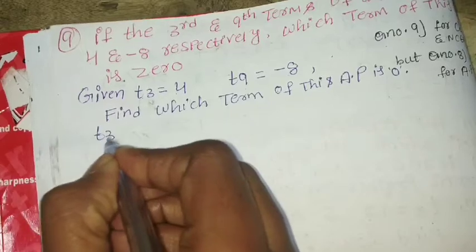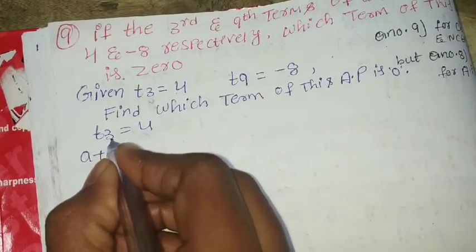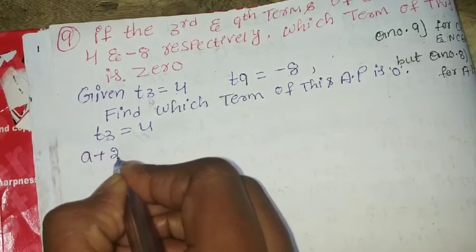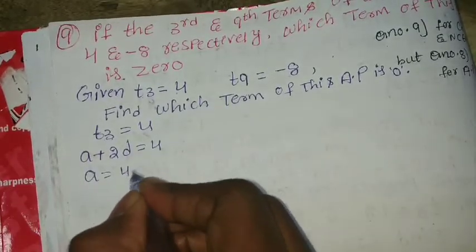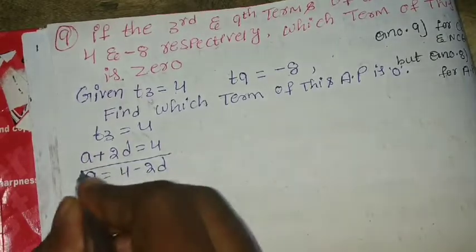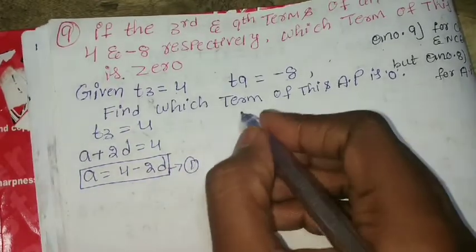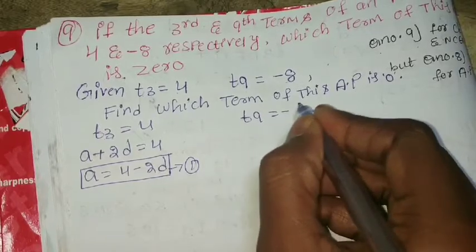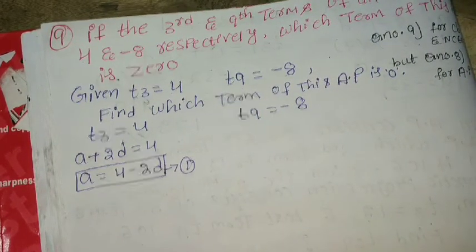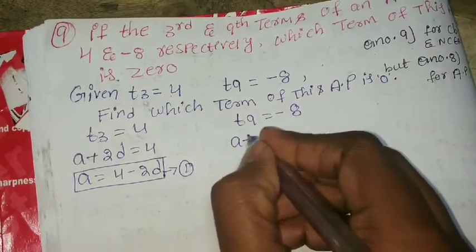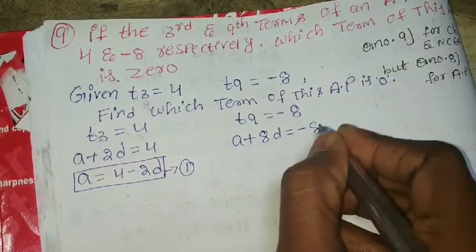Term 3 is equal to 4, no? What is the formula of T3? That is A plus preceding number of 3, that is 2, D is equal to 4. What is A here? A equals 4 minus 2D. So we get equation number 1. So what is the T9 here? T9 is equal to minus 8. What is the formula of T9 here? That is A plus preceding number of 9, that is 8D, is equal to minus 8.